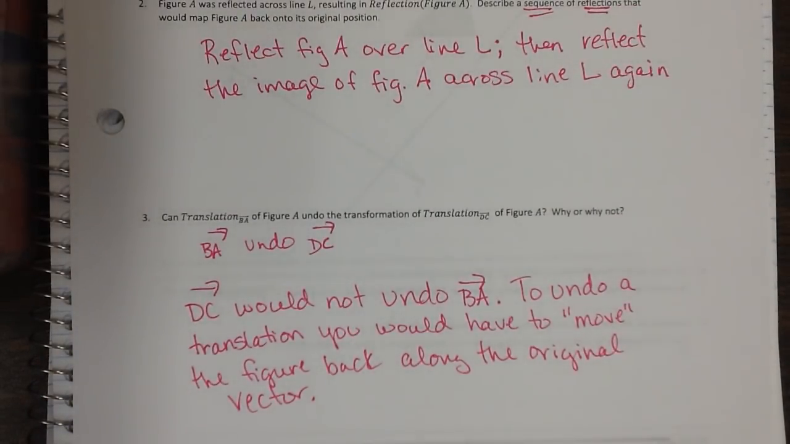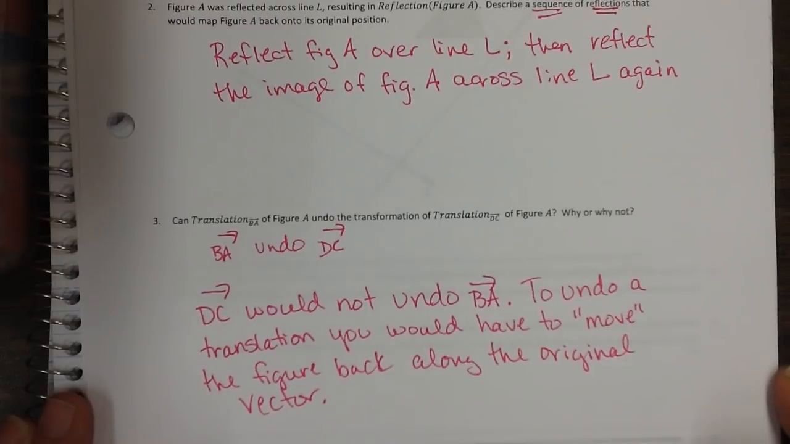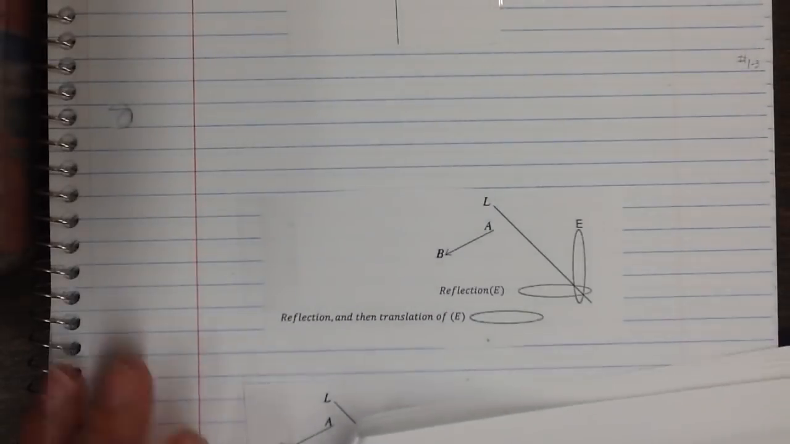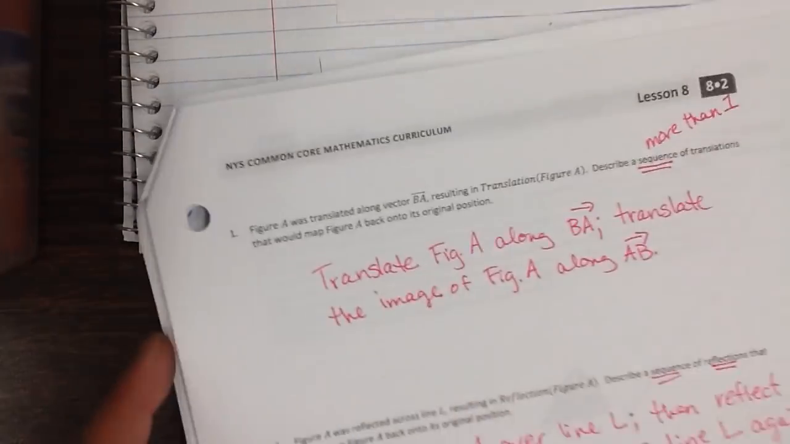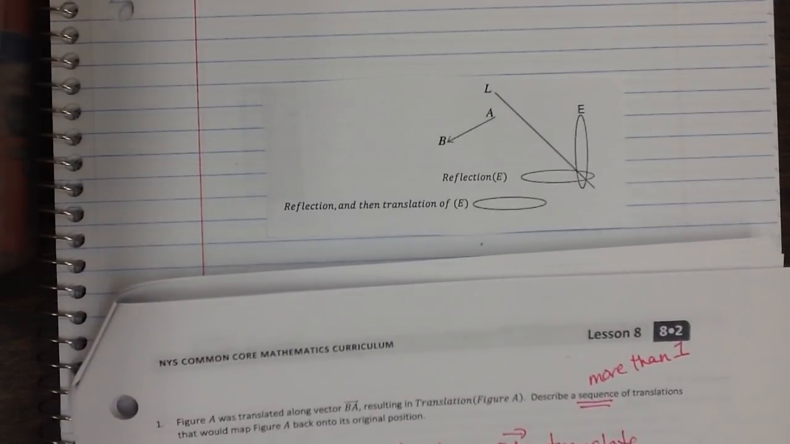Now we're going to look at a couple of different examples to determine if the order in which we sequence rigid motions really matters. Okay, so think about a reflection followed by a translation. Would the figure be in the same final location if the translation was done first, followed by a reflection? Okay, so here we are with this. So we have a reflection and then a translation.